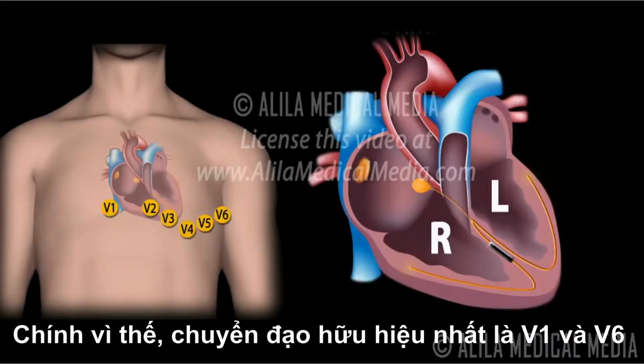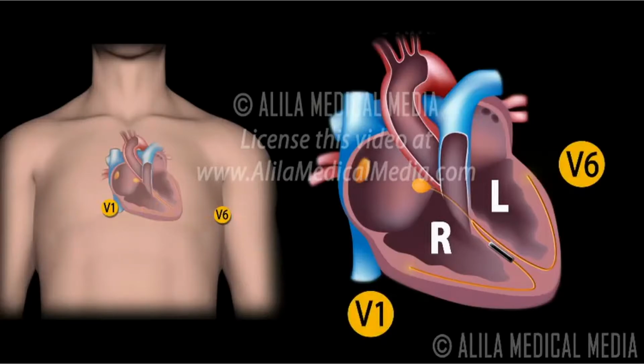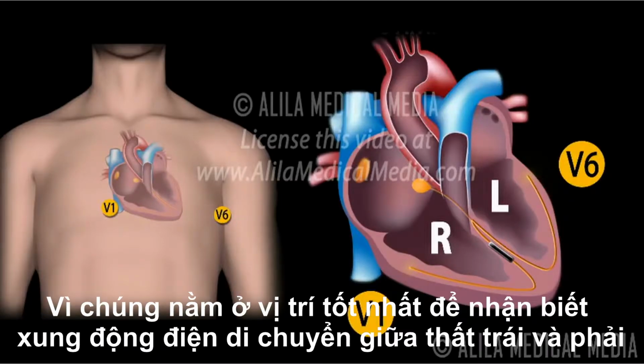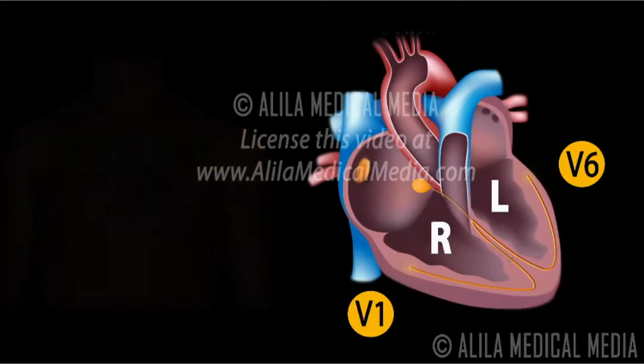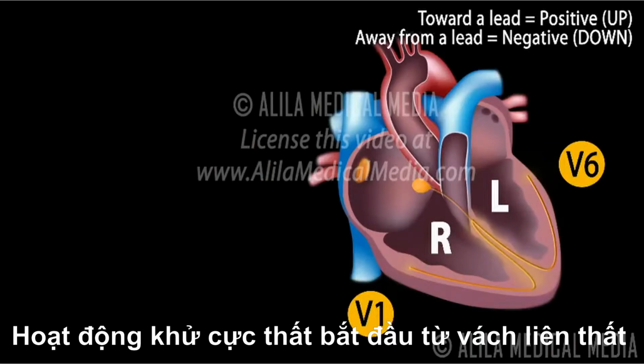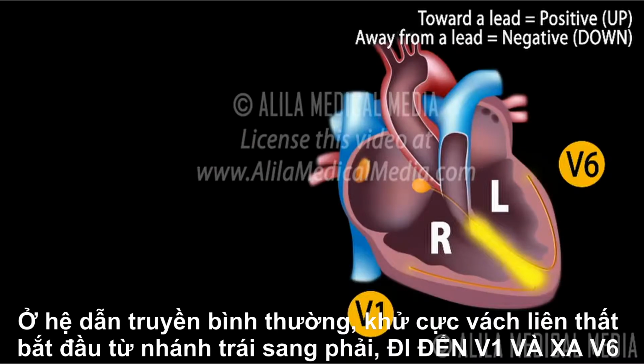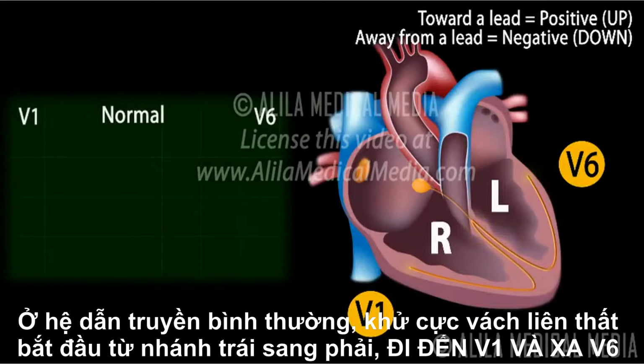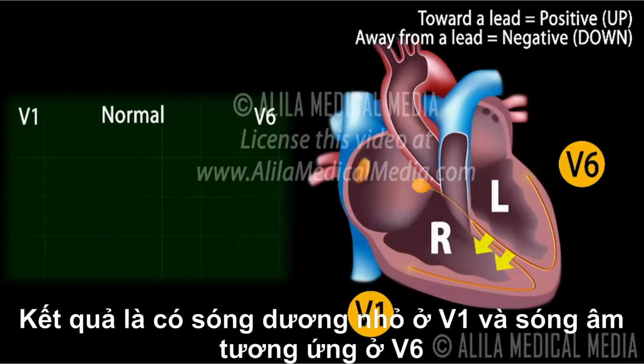Of these, the most useful are leads V1 and V6, as they are best located to detect impulses moving between the left and right ventricles. Activation of the ventricle starts with the interventricular septum. In normal conduction, depolarization of the septum is initiated from the left bundle going to the right, toward V1 and away from V6. This results in a small positive deflection in V1 and a negative deflection in V6.